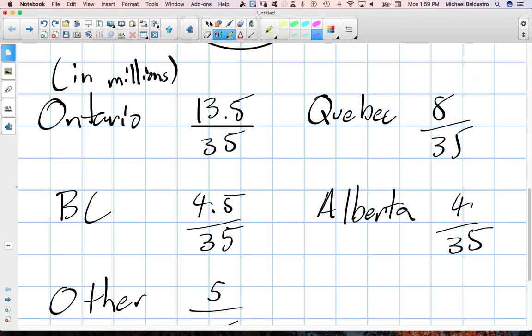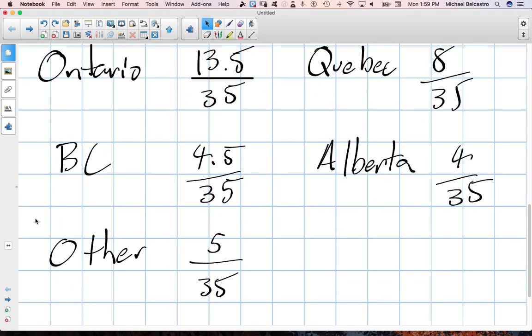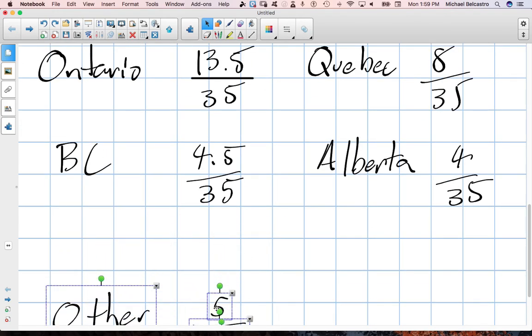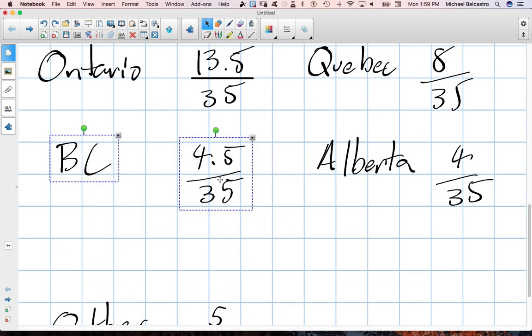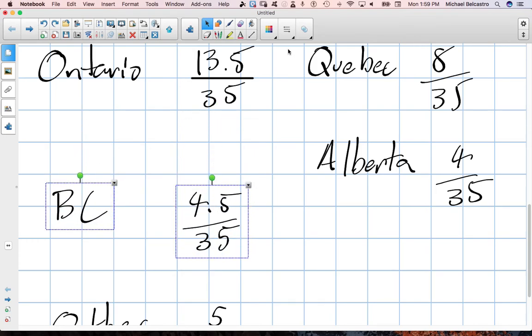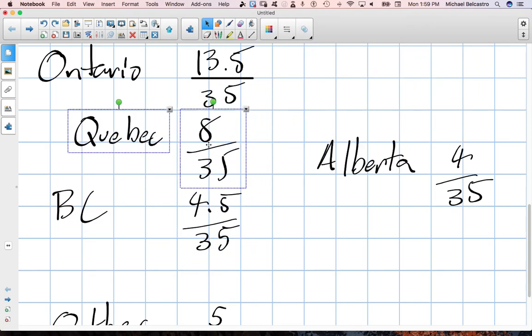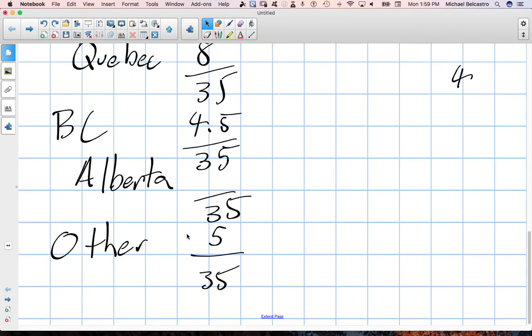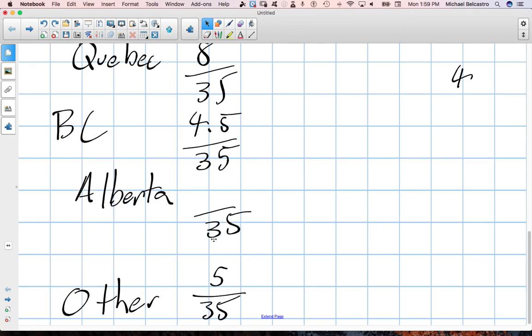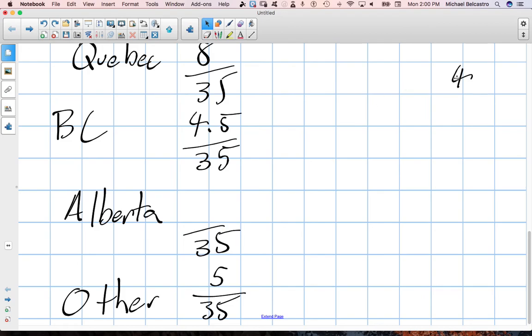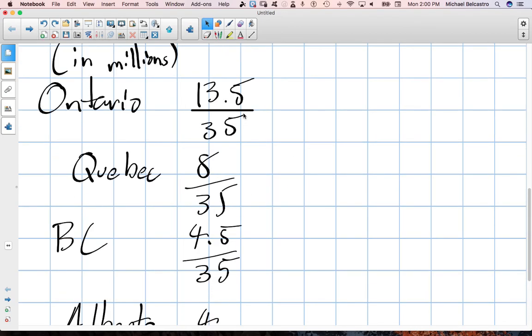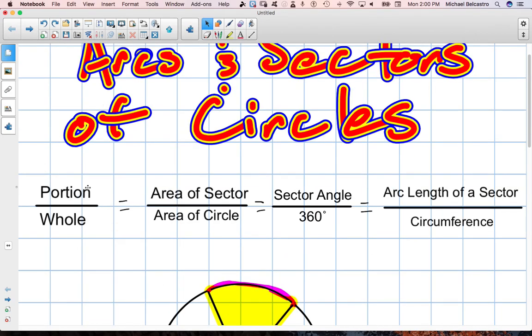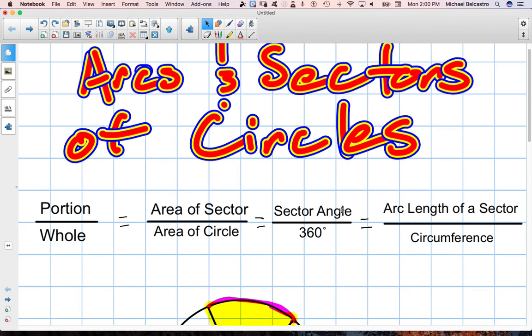So I'm actually going to move some things around just a bit. I guess I could have written this a bit smaller. BC, move down and make Quebec number 2. Slides in very nicely. Alberta, not quite. Very convenient that I can do that. Okay. So here are our wholes. Here are our portions and our wholes. Next we're going to calculate sector angles.